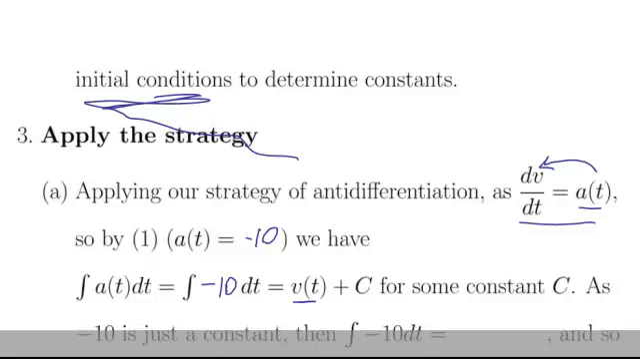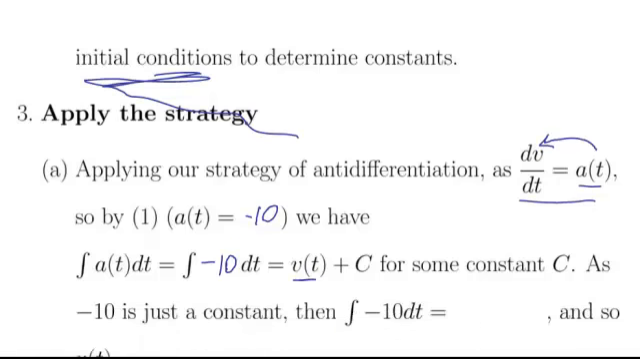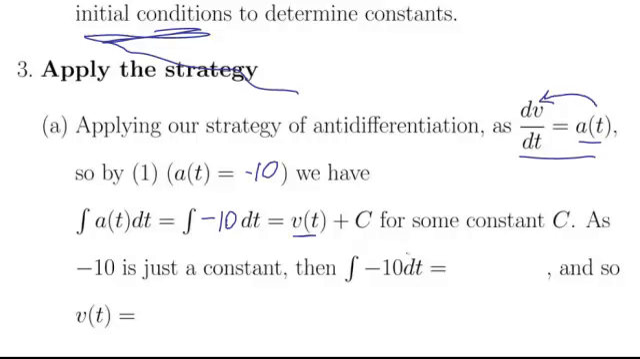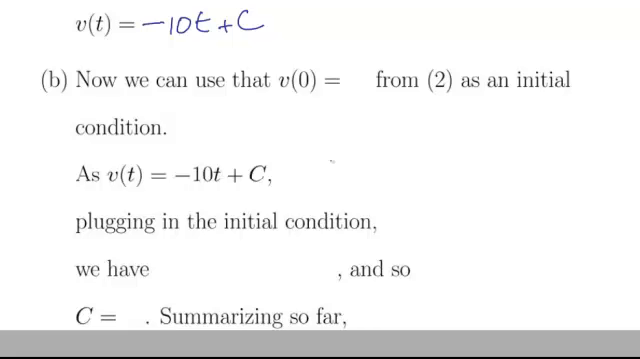Well, what is the antiderivative of negative 10 going to be? It'll be a function so that if you differentiate it, you get negative 10. So it's easy to see that negative 10t plus a constant c is going to give us the desired velocity. Alright, so putting that together, that's our velocity function. So let's just write it out as our velocity function there: v of t equals negative 10t plus c.